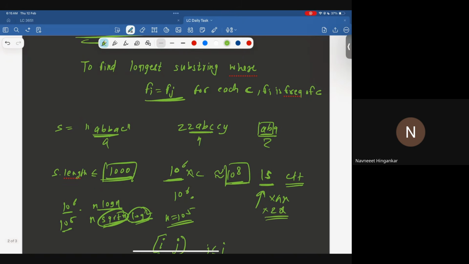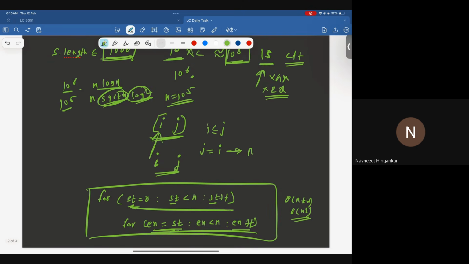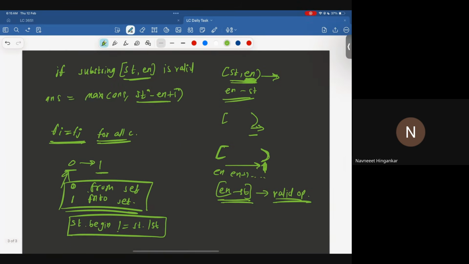And ABBA, as you can see. Again, I will not repeat the same stuff: we assume whatever interval start is there, and obviously end can't be before the start, so we start from end equal to start, then end plus plus, and the complexity is O of n square. Then remove 0 from the set, add 1 to the set. How to check if it is valid?